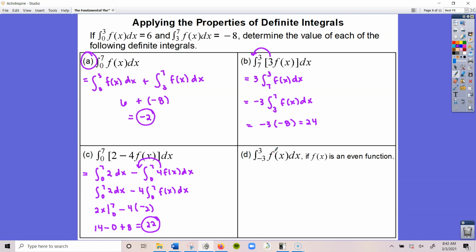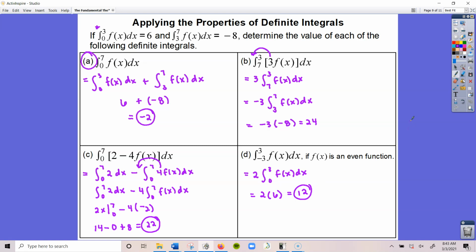For this last one, it says to evaluate the integral from negative 3 to 3 of f of x dx if f of x is an even function. Now, if it's an even function, that means that this integral is double the integral from negative 3 to 0 or from 0 to 3. We have the one that's from 0 to 3. So we can rewrite this as 2 times the integral from 0 to 3 of f of x dx, which we know that number is 6, so 2 times 6 gives us 12.